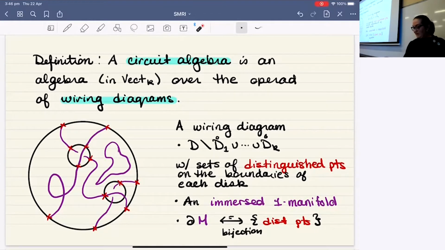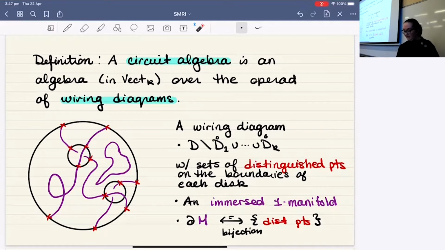All right, so let's start with a disk with some holes. I'm just going to punch out the interiors of some disjoint interior disks. I don't want the boundaries to touch, so it's a disk with holes. On each of the boundaries of my disks, I'm going to make sets of distinguished points, which I mark with these little red X's. This is a stand-in for a labeling of some arbitrary points on the disk. Then I'll add the data of an immersed one-manifold, which is what's in purple here, a one-manifold with boundary.